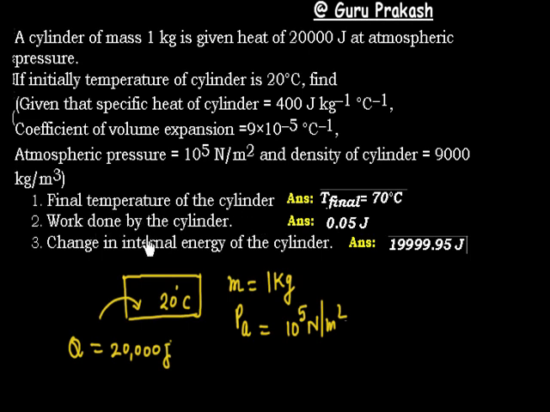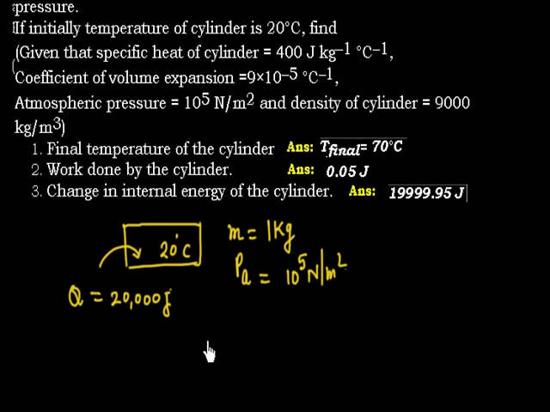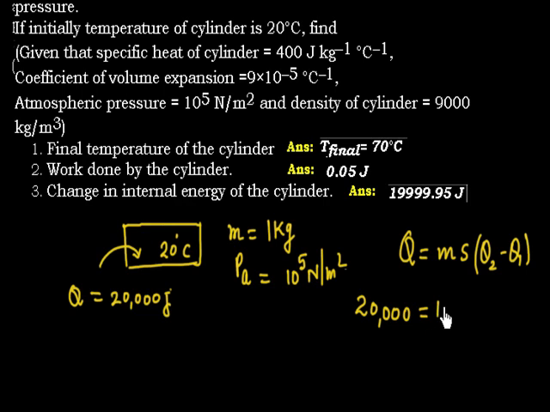So you see, if you give heat to this cylinder, the temperature will rise, and if you remember, there is a formula Q is equals to m s delta theta. So if you remember this formula, Q is m s delta theta, that is theta 2 minus theta 1. So if you know the heat, m and s, you can calculate theta 2 minus theta 1. So Q is 20,000 joule. Mass is 1 kg.